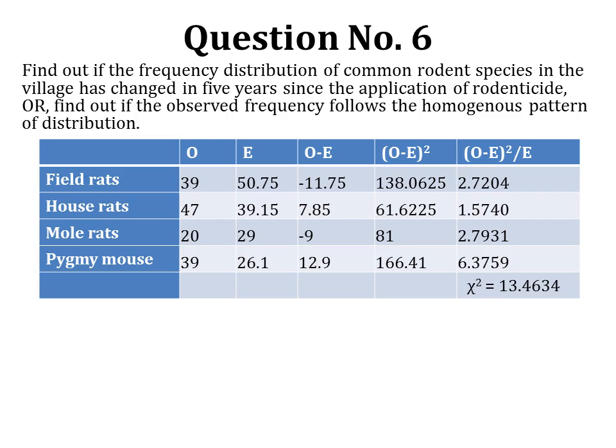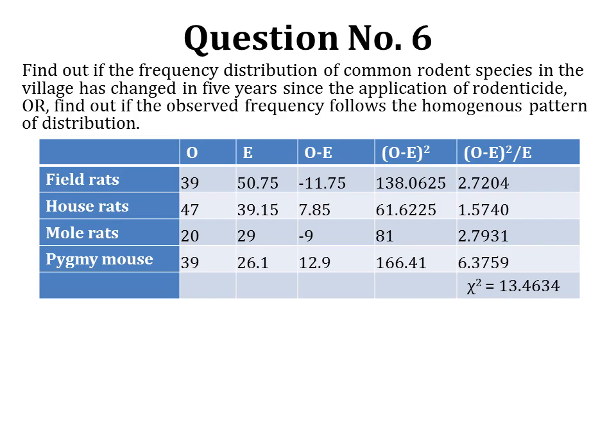So this is the table for the chi-square analysis. The second and third column have the observed and expected frequencies, and in the next column we have the difference between observed and expected frequencies, which is minus 11.75 for field rats, 7.85 for house rats, minus 9 for mole rats, and 12.9 for pygmy mouse. And then in the next column we take the square of the difference between observed and expected frequencies of respective classes.